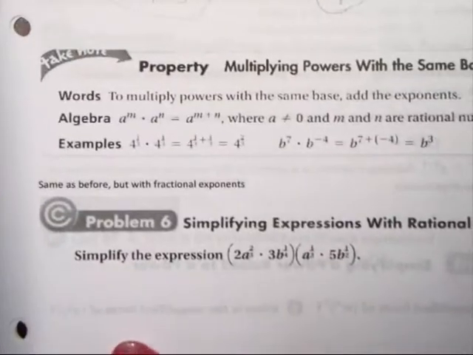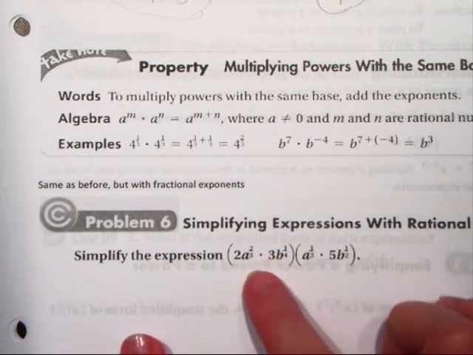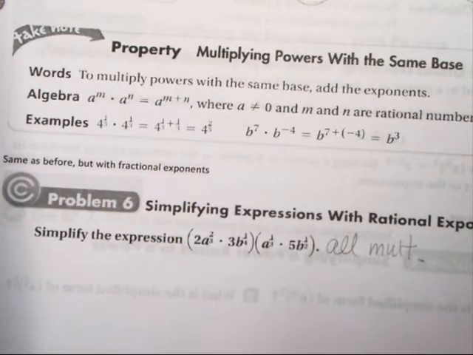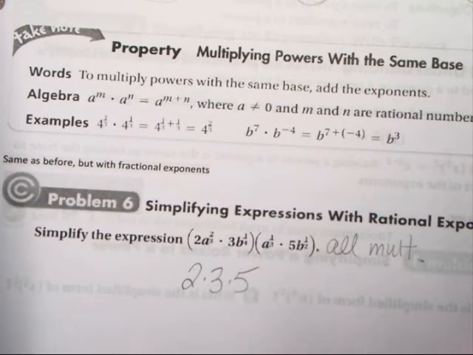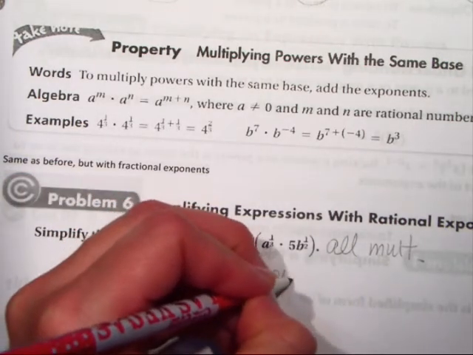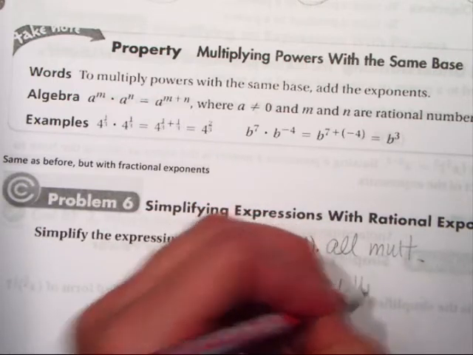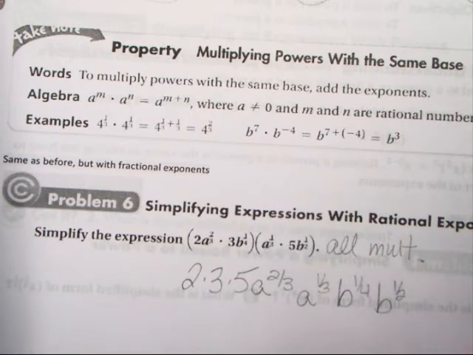Alright, now we're going to get into some more power and exponent rules. This is the same as it was before, except now we're using fractions. So you see everything here is multiplication. You might want to write that down. See how it's all multiplication? Watch how we do this. We put the 2 together, the 3 together, and the 5 together, because they're the coefficients. And we do the a to the 2/3. We have an a to a 1/3. We have a b to a 1/4. And we have a b to a 1/2. Just like we did it before, everybody.